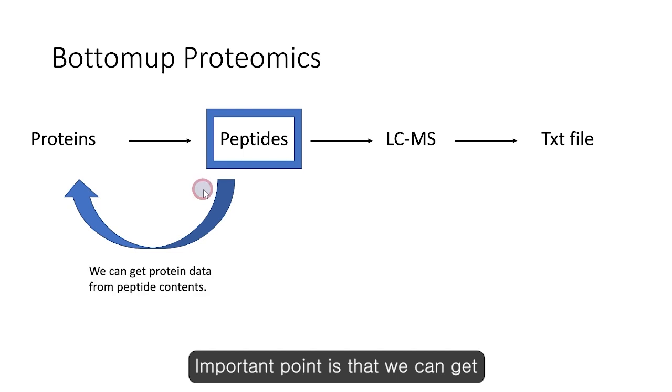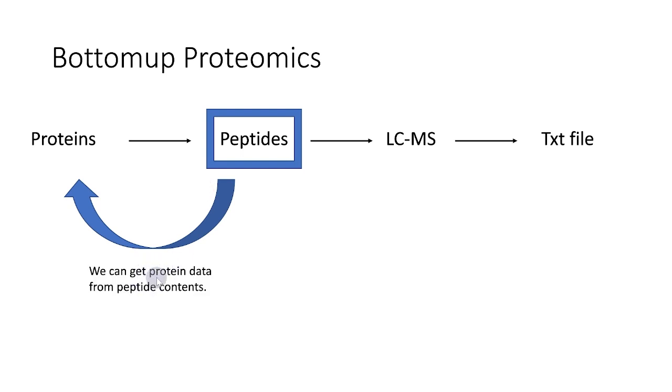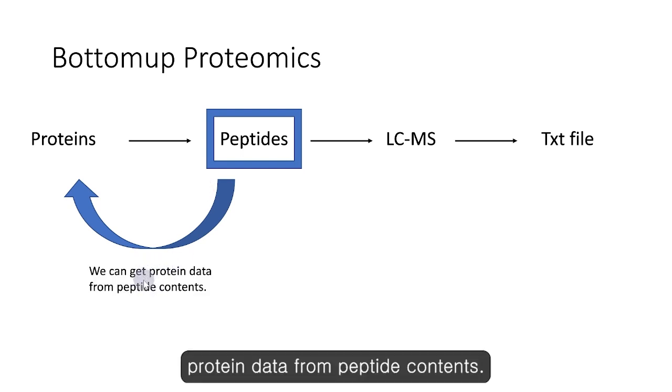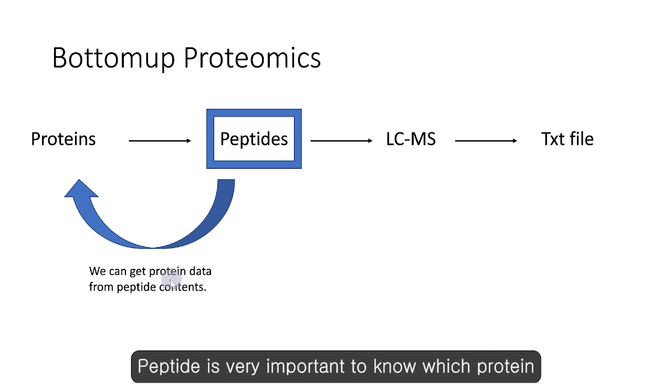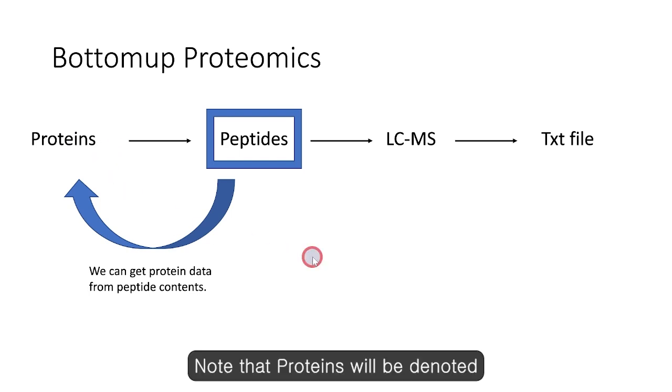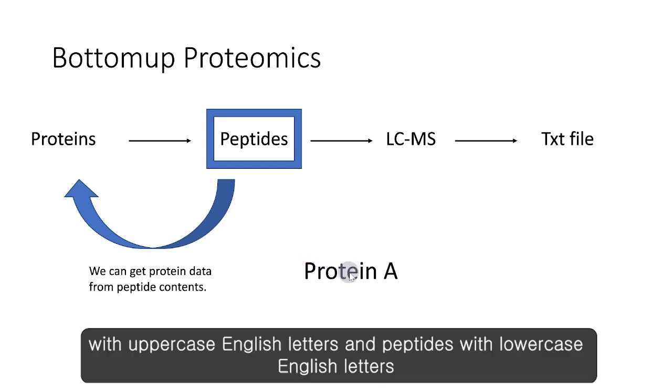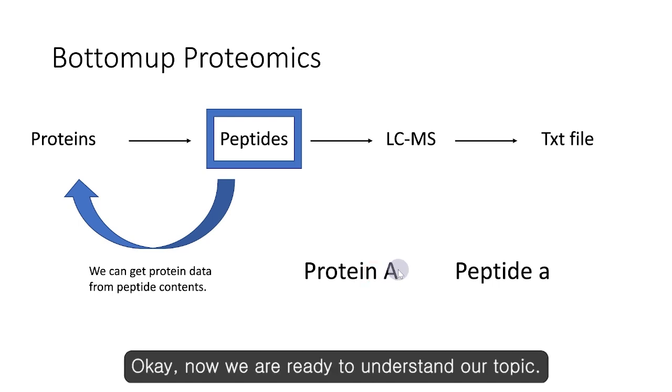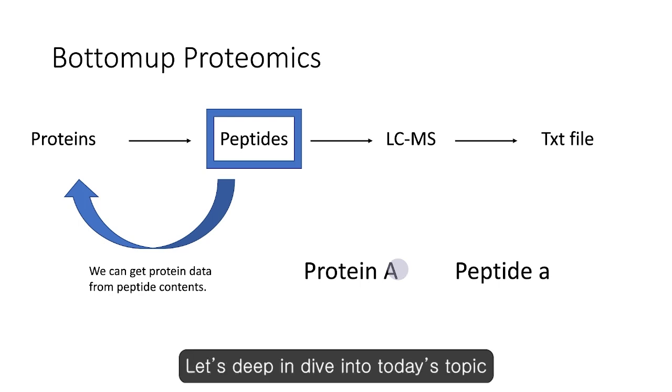The important point is that we can get protein data from peptide content. Peptides are very important to know which proteins are present in our sample. Note that proteins will be denoted with uppercase English letters and peptides with lowercase English letters. Okay, now we are ready to understand our topic. Let's deep dive into today's topic.